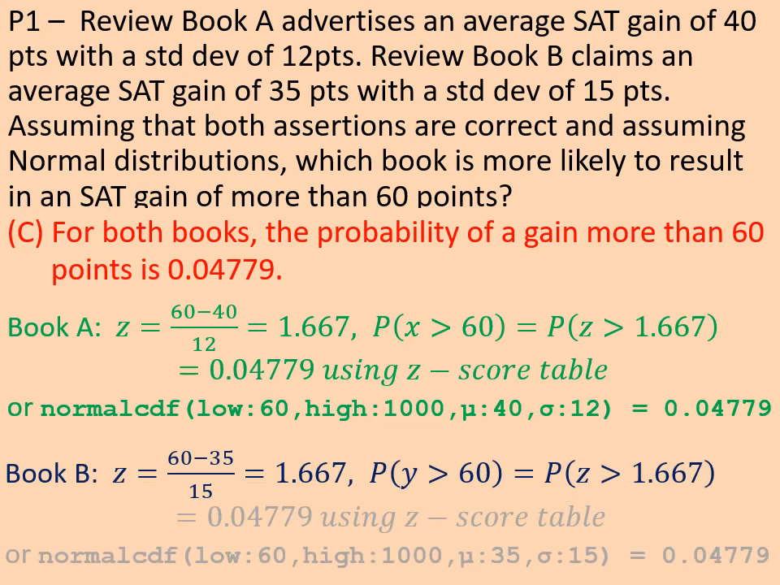If we look at book B, strangely enough, 60 is 1.67 standard deviations above its mean. So since we see that their z-scores are the same, we know that their probabilities are going to be the same. But you could also have skipped over the z-score and gone right to a normal CDF. So again, 60 as your low, 1,000 as your high, a mean of 35 and a standard deviation of 15. So they both give us about a 5% chance.